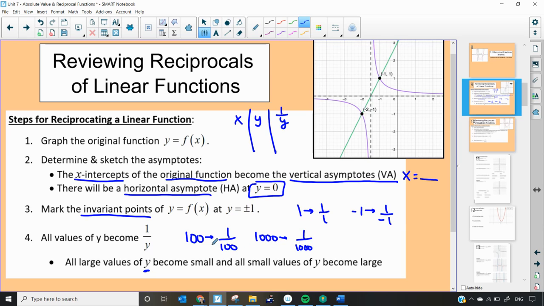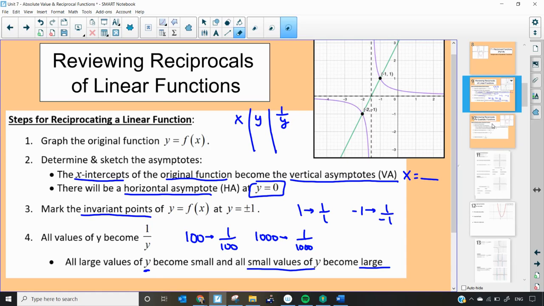And so when we take that reciprocal, we have essentially the opposite effect. Going from 100 to 1000, the numbers are getting bigger, but going from 1 over 100 to 1 over 1000, the numbers are getting smaller. And so the same thing happens when we're dealing with small values of y. Small values of y are going to get larger and larger and larger. So knowing that pattern, we can sketch the rest of the graph.